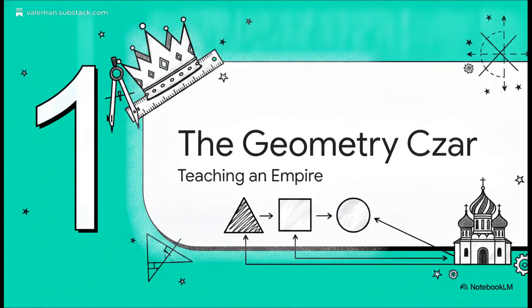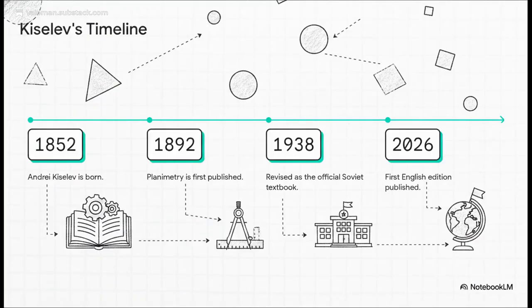Starting off with Section 1, the Geometry Czar, how one man's book taught an empire. Let's briefly walk through Kiselev's timeline just to understand this enduring legacy. Born in 1852, Kiselev dedicated his whole life to school-level teaching. When Planimetry hit the shelves in 1892, it spread like wildfire, quickly becoming the standard across the Russian Empire.